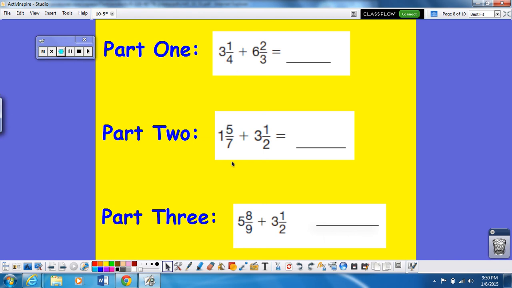So I want you to copy these 3 problems. I want you to show me all your work. You have plenty of room in part 1, part 2, and part 3. Show me your work, and let's come into class tomorrow with completely reduced and simplified mixed numbers that we've added together. Good luck.